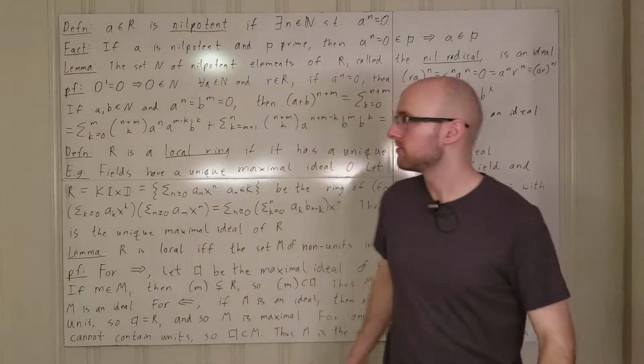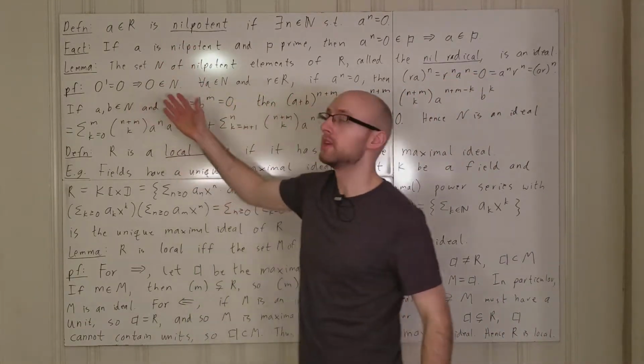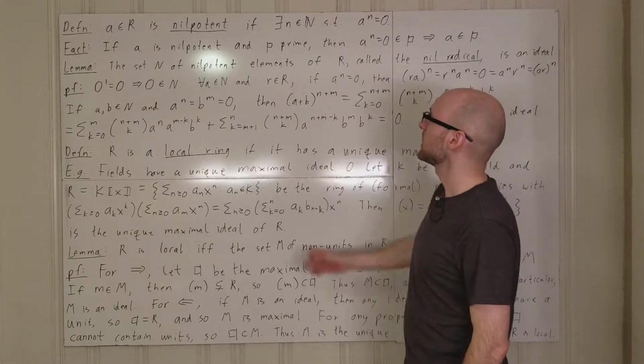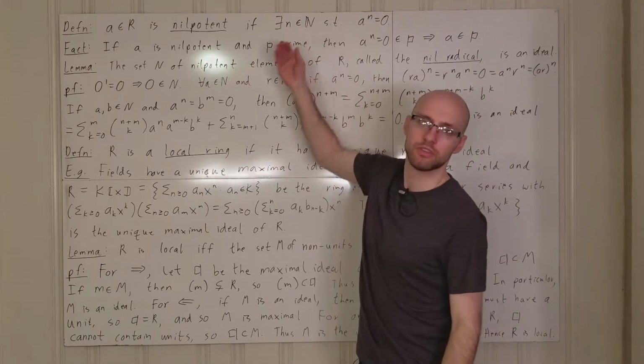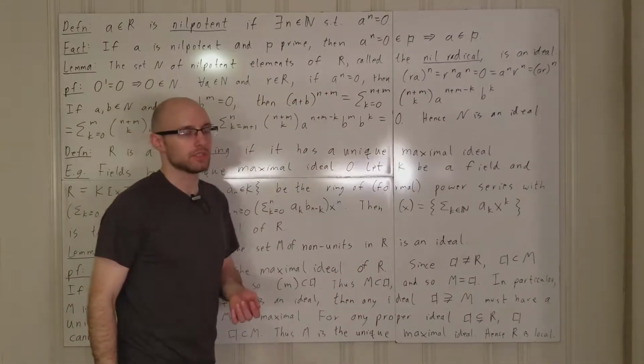All right, we have more ring theory stuff to talk about. So we're going to start with the definition. We're going to say that an element a is nilpotent if there is some natural number n, of course natural numbers don't include 0, such that a raised to the power of n is equal to 0.